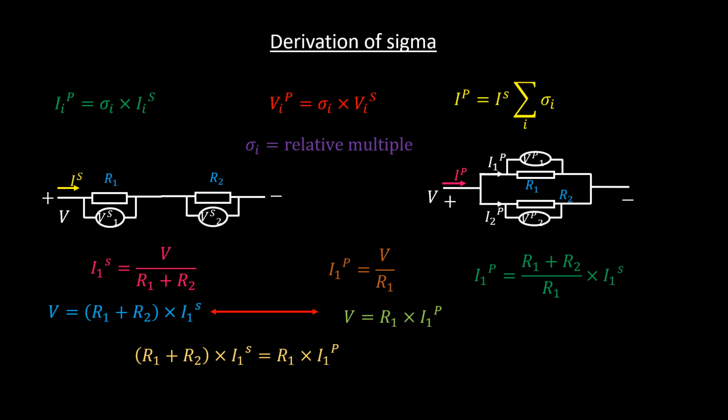By comparing this to the general equation for Ipi, we see that sigma is given by the following equation, and the inverse of the sum of the sigmas is equal to 1. Sigma can be considered as the probability or the extent to which a resistor opposes the flow of current.